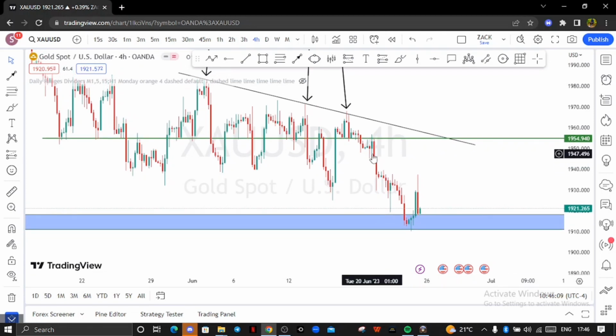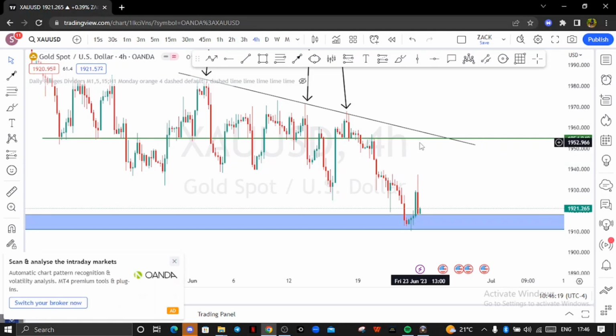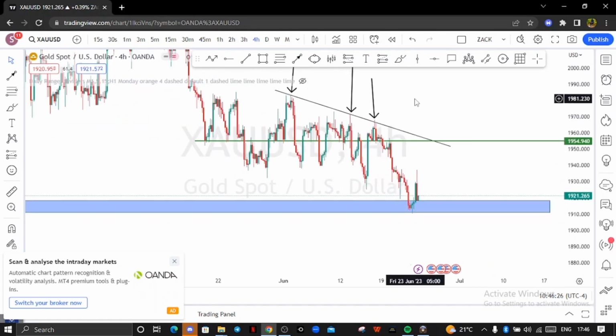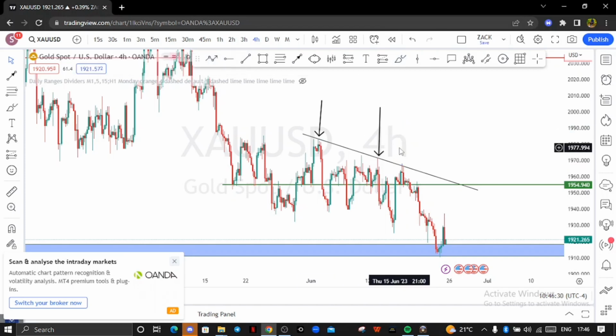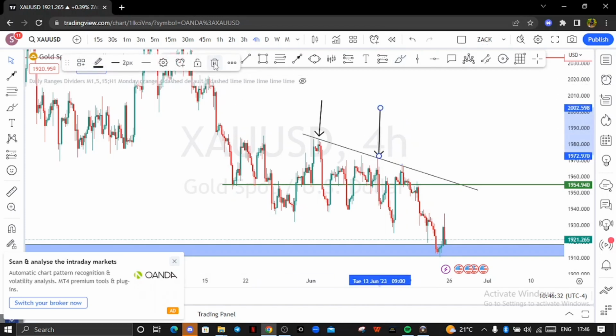Yeah, there's an imbalance here, so it just supports my theory. On Monday we could actually come to fill this imbalance right here somewhere, maybe tap somewhere here for the next few days before we continue to drop. So whatever you do, guys, just stick to sales. Yeah, that's what I can say.